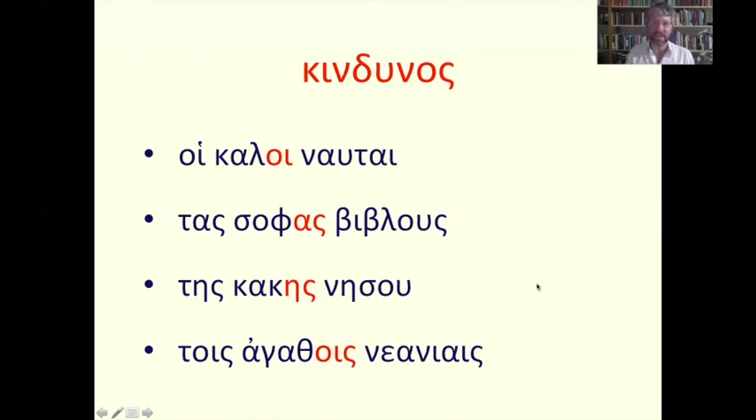Finally, tois agathois neaniais, to the good young men. Neanias is like nautes, it's a group 1 masculine noun. This is dative plural, and so ends in ais, but the masculine dative plural of agathos is agathois. So again, the endings don't quite rhyme. Okay, so do watch out for that.